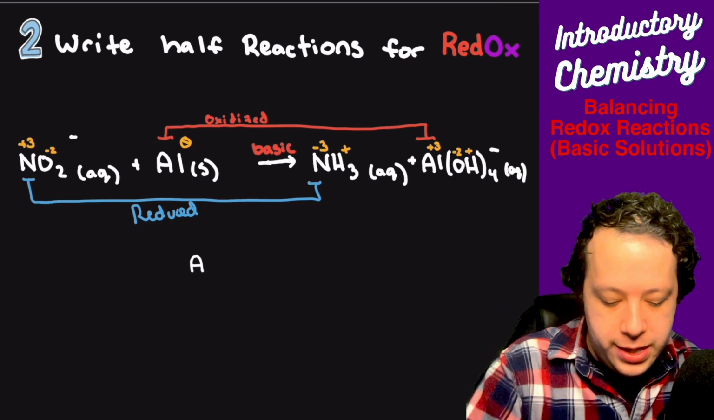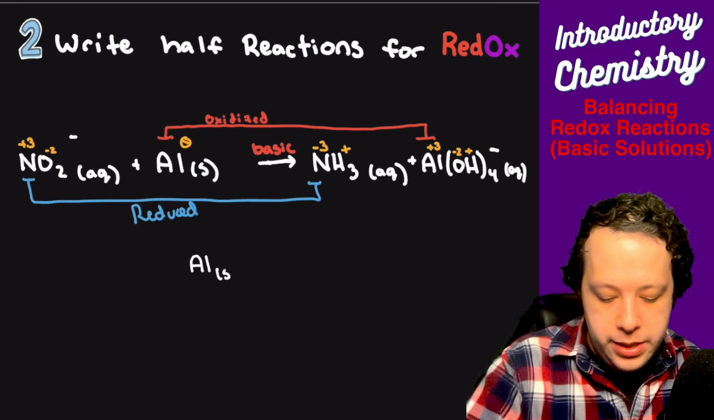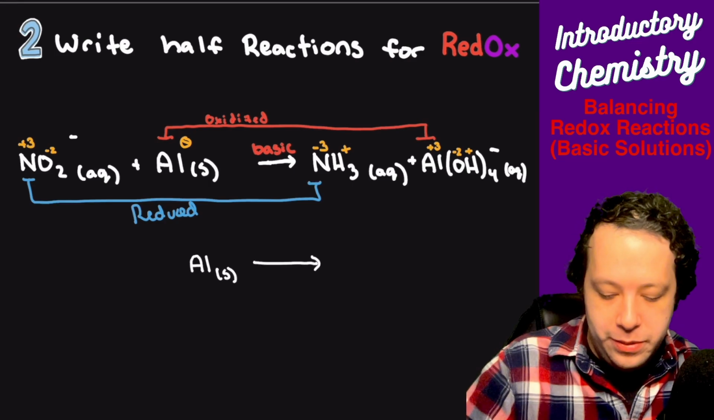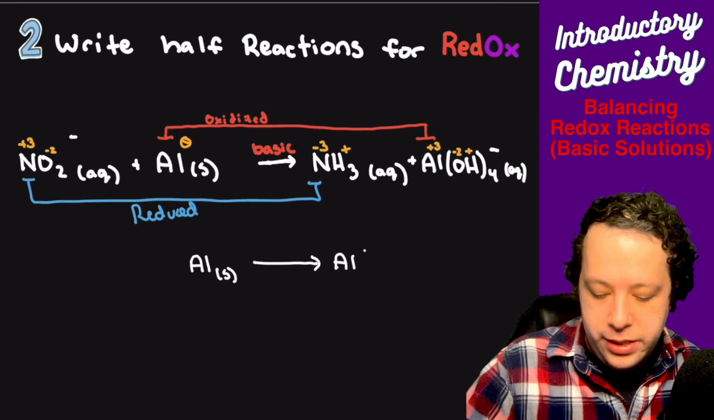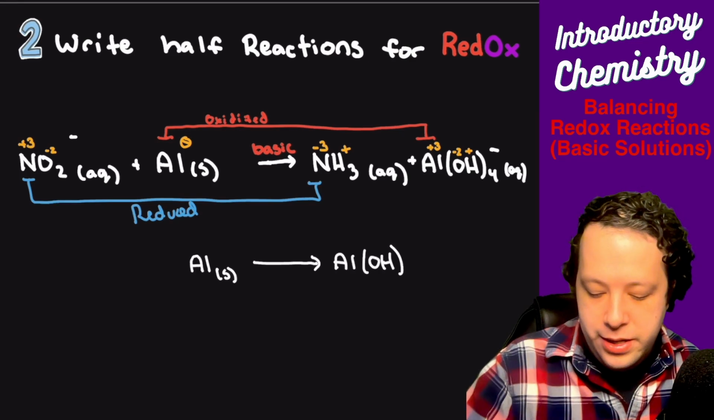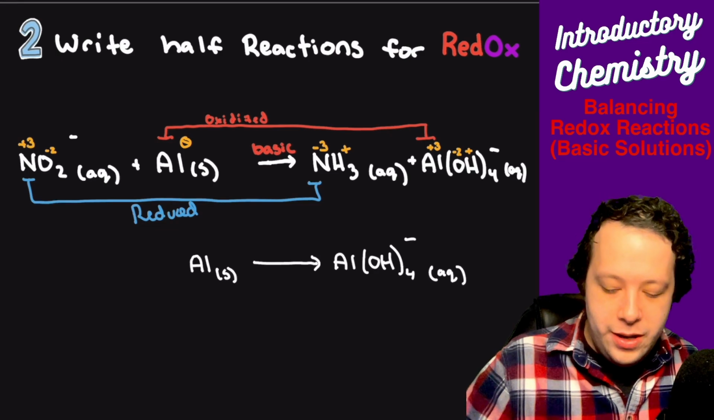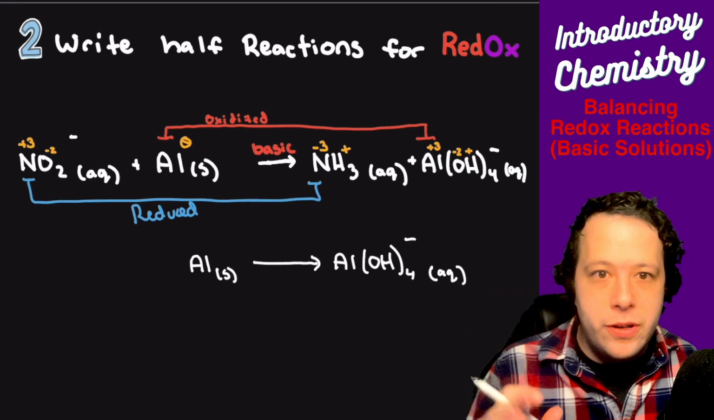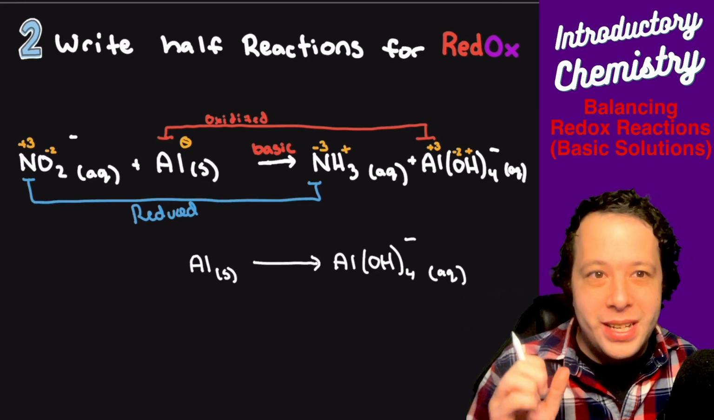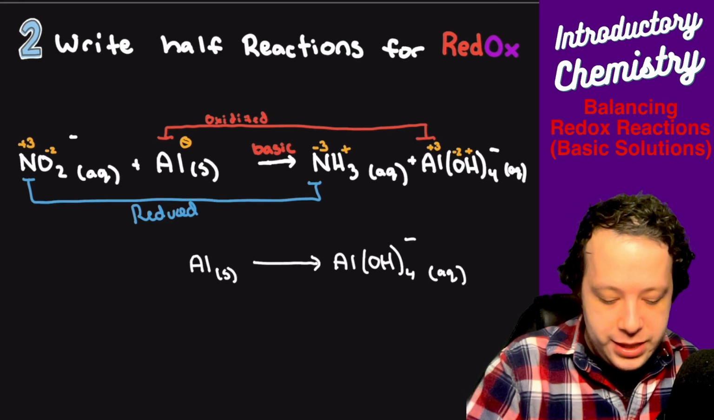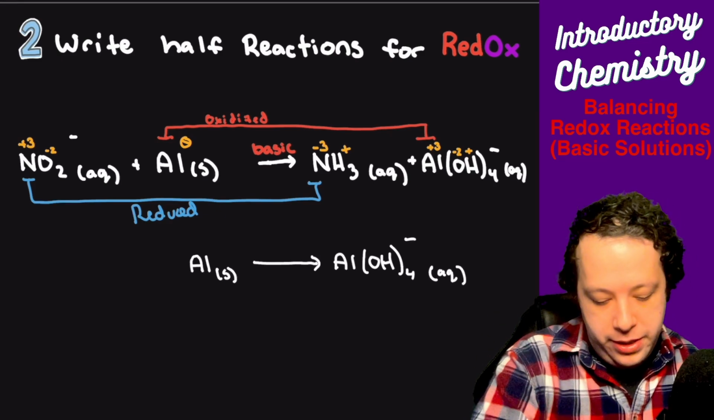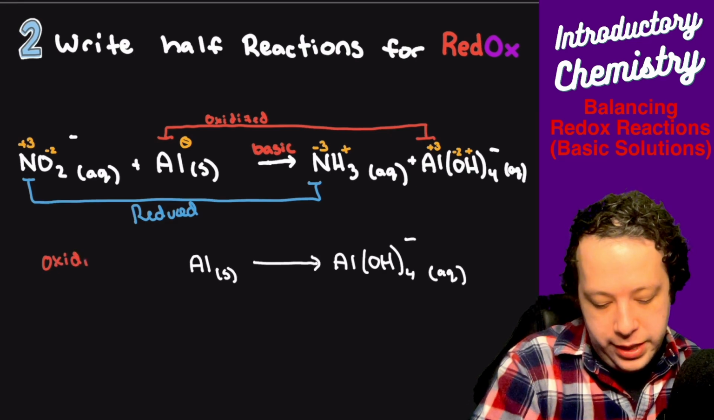So we'll start with our oxidized, right? We can see aluminum is turning into aluminum hydroxide, right? And we have that negative charge on it. All right, and that's the big thing: write down all your charges. I can't tell you how many times I actually make a mistake on these because I forgot to write a charge. So that's going to be the oxidized. We'll label that so we can remember that for later.